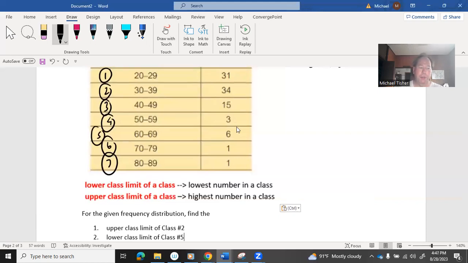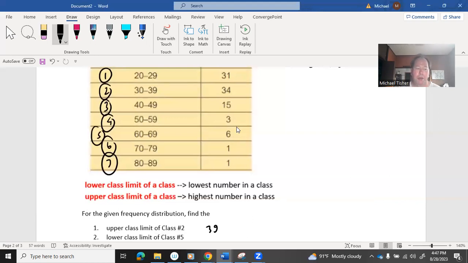So we go to class number 2, which is the ages from 30 to 39. The upper is the last or the highest number. So just look for the number where the range ends off, right? So class number 2 starts off at 30 and ends at 39. And so the ending number is the upper class limit. So in this case, it's 39. So we say that 39 is the upper class limit of class number 2.